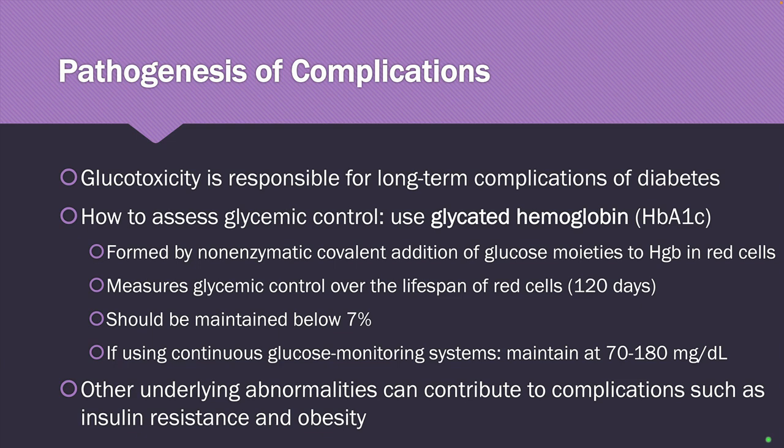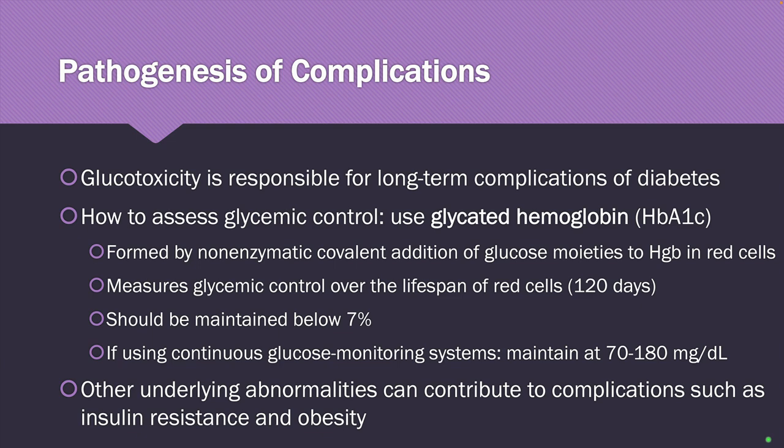But if we're measuring GDM, if we're trying to diagnose GDM, gestational diabetes mellitus, the use of HbA1c is not recommended. You still rely on your FBS and your oral glucose tolerance test.